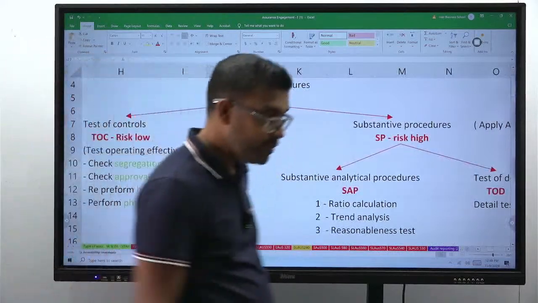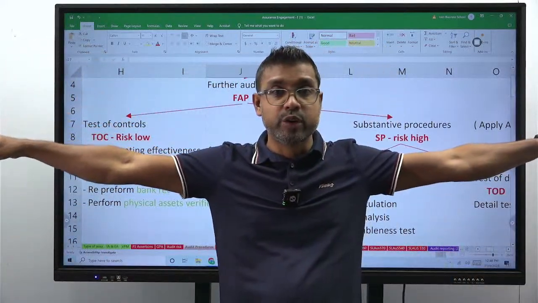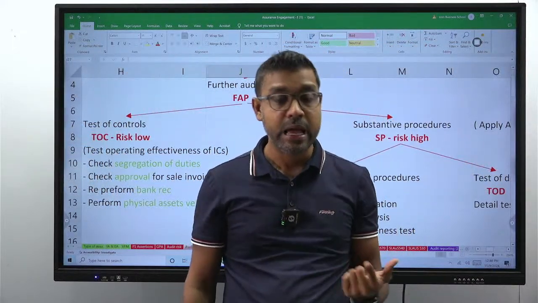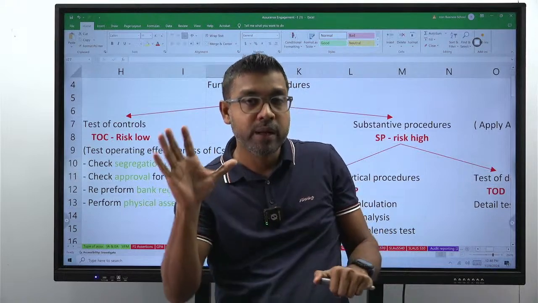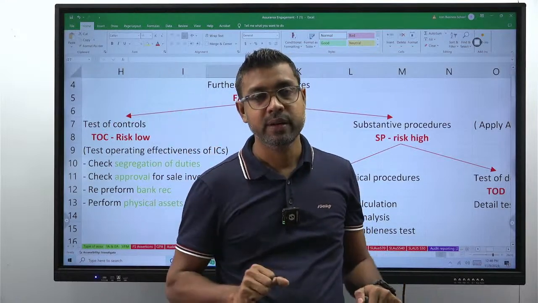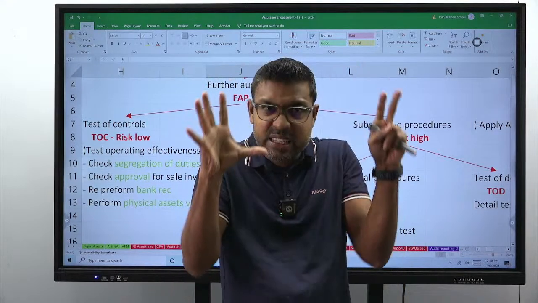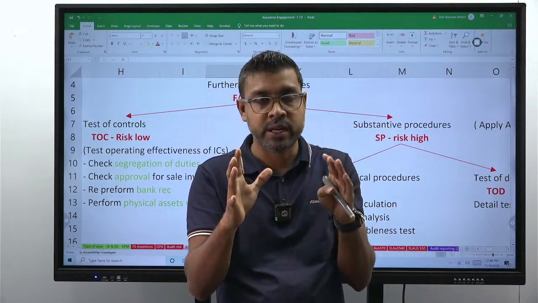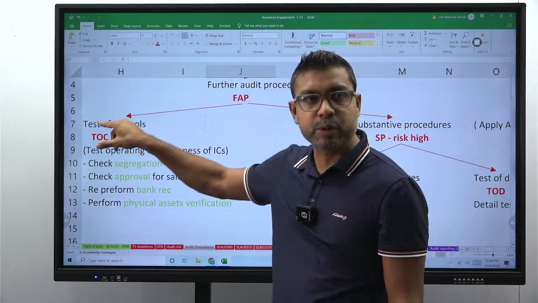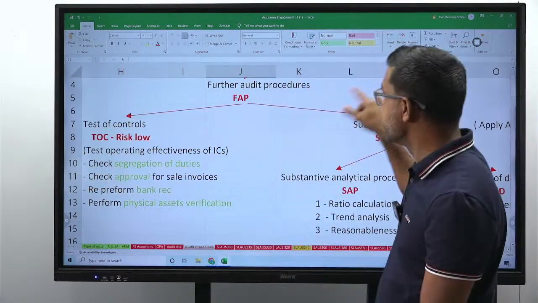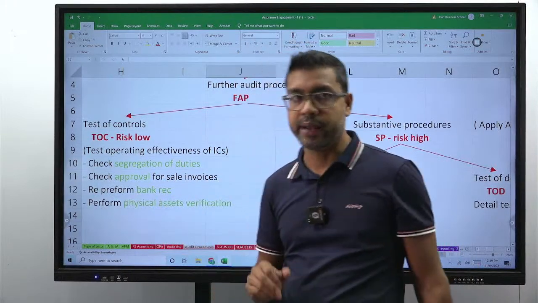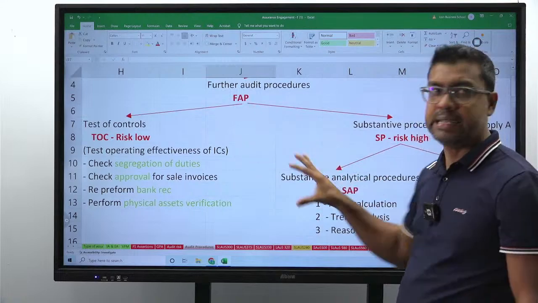So that's the classification of audit procedures. In short, there are two types of audit procedures in this audit universe. What are they? Risk assessment procedures to identify and assess risk. Based on the risk assessment, you perform further audit procedures. It can be test of controls or substantive procedures. That's the classification of audit procedures according to SLS 315 and 330. Risk assessment procedures are explained in SLS 315, and further audit procedures in SLS 330. I'll explain when we come to those two standards.